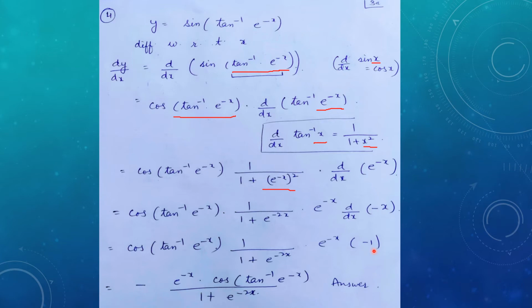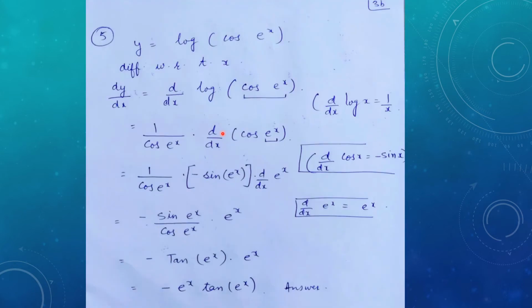So this is the solution, and now we will reframe this answer. This minus 1 will be written here as minus, okay, e power minus x from here comes here, then cos of tan inverse e power minus x is copied here, and in the denominator you get 1 plus e power minus 2x. This is the answer to question number 4.